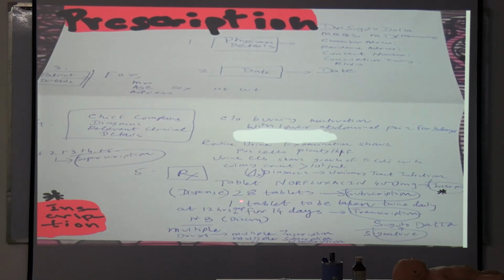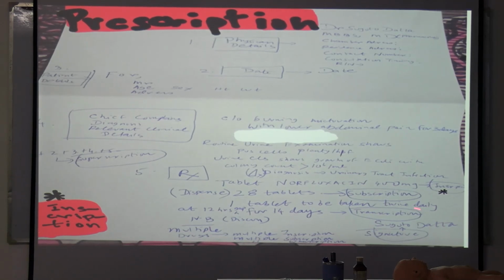And below that you now write what is the transcription or advice to the patient to follow. What have been written? 1 tablet to be taken twice daily at 12 hours gap for 14 days. So this is the final advice of transcription you have given to the patient. So superscription, inscription, subscription and transcription, you have to see all these are properly written or not. And then finally signature, lower right hand.